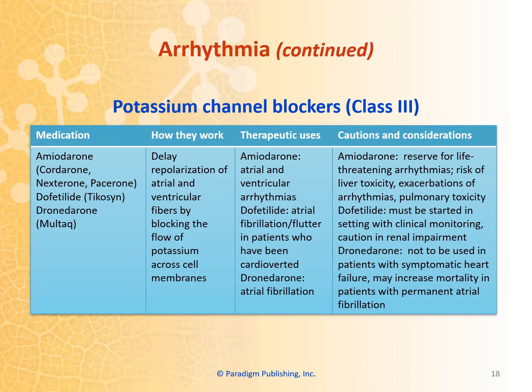We have potassium channel blockers, amiodarone, Nexterone. Those are pretty common as well. The way they work is they delay the repolarization of atrial and ventricular fibers by blocking the flow of potassium across cell membranes.